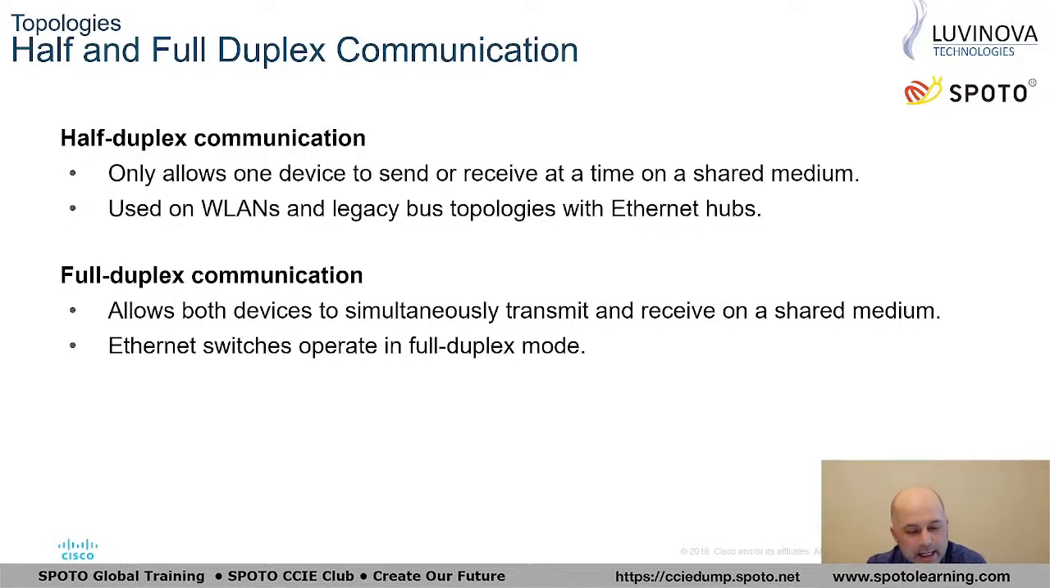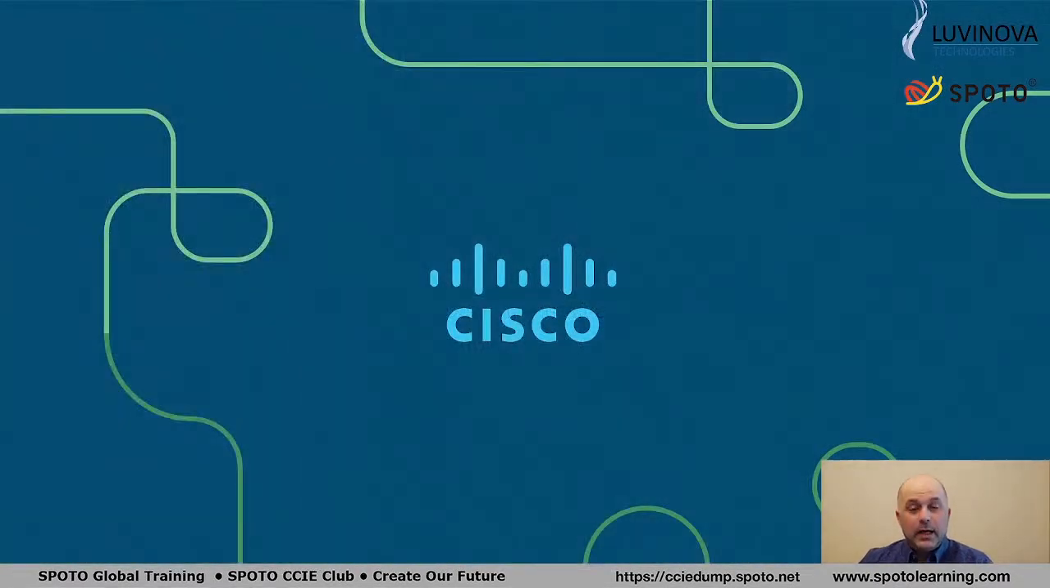Half duplex allows one device to send or receive at a time on the shared medium. One device sends or receives. It is used on WLANs and legacy bus topologies with Ethernet hubs. Full duplex allows both devices to simultaneously transmit and receive on the shared medium. Ethernet switches operate in full duplex mode. They are sending and receiving data. That means full duplex, which is what I mentioned at the beginning of this section.